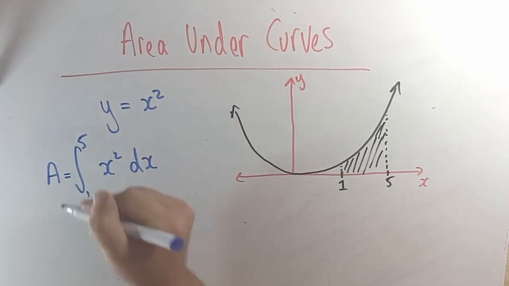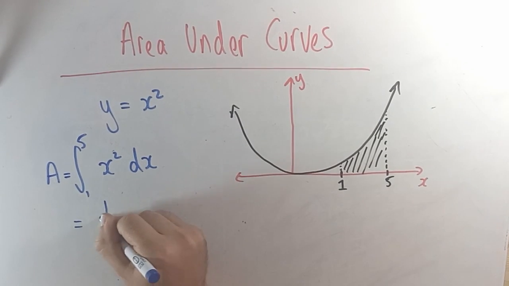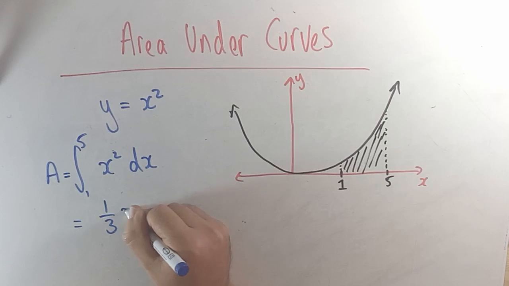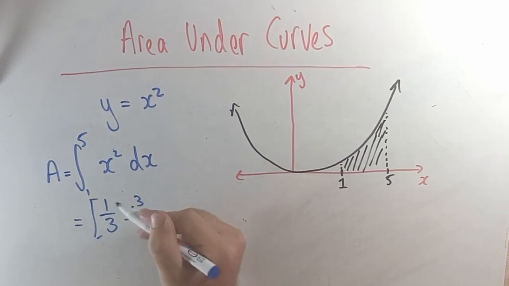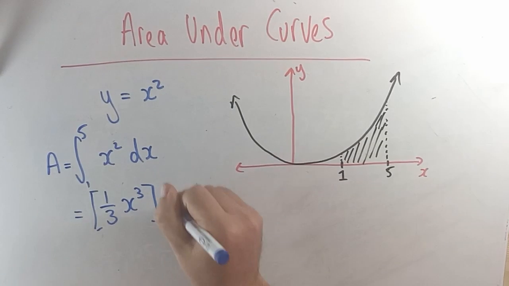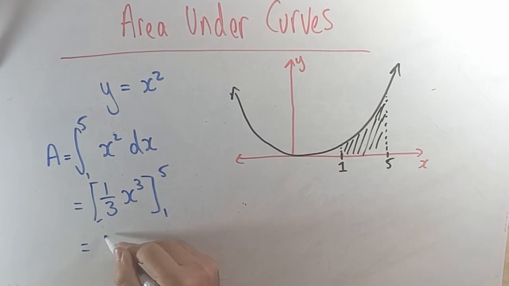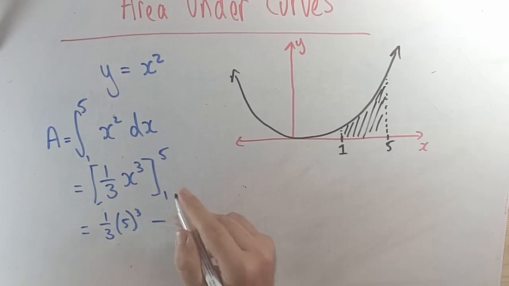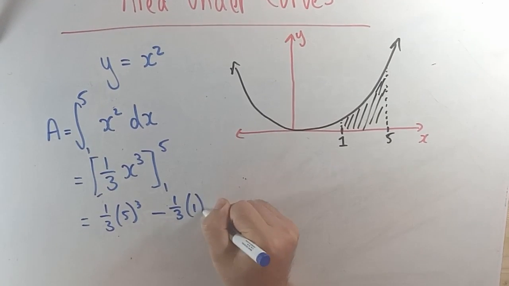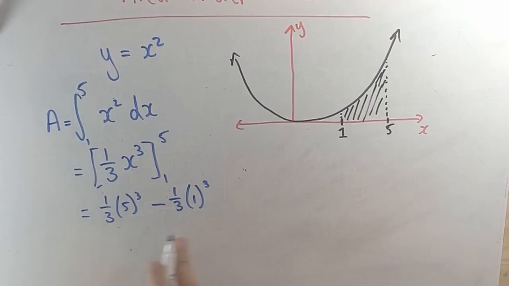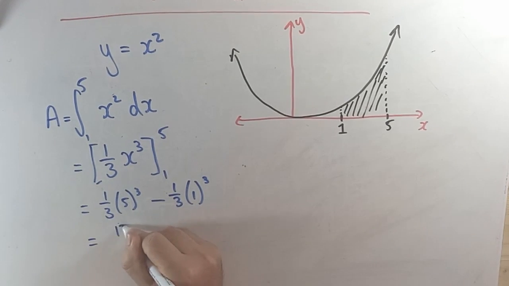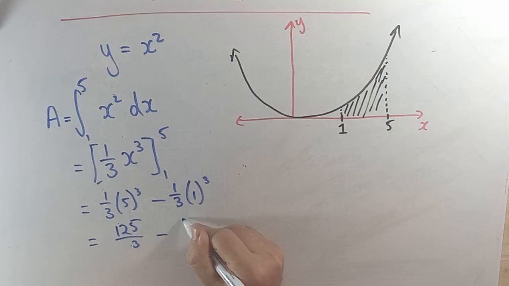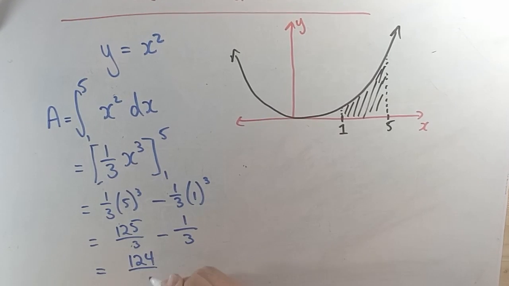So we do the anti-differentiation first, and we get 1/3 of x cubed. We evaluate this between our limits 1 and 5. The first thing we do is sub in 5, so we get 5 cubed, minus what we get when we sub in 1, so 1 cubed. So we've got 1/3 of 125 minus 1 on 3. So our total is 124 on 3 units squared.